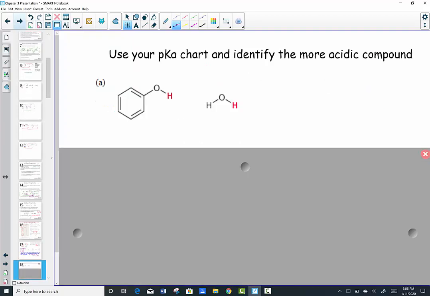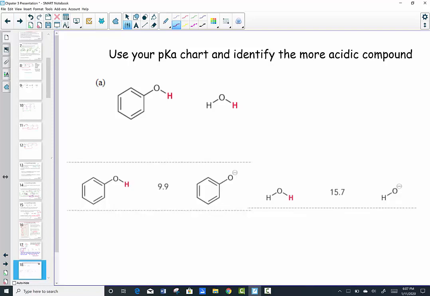Using my pKa chart, I found the alcohol group that's a direct attachment to the benzene ring, called phenol, has a pKa of 9.9. I then went to the pKa chart and found that for water, it's 15.7. The stronger acid has the lower number. I'll do another one with you from your homework.